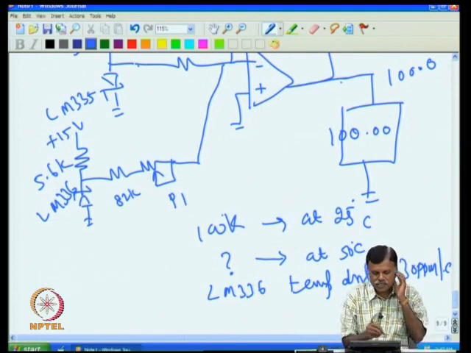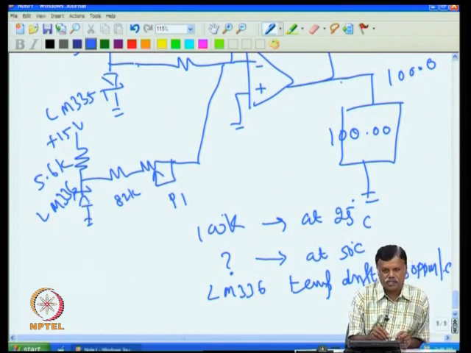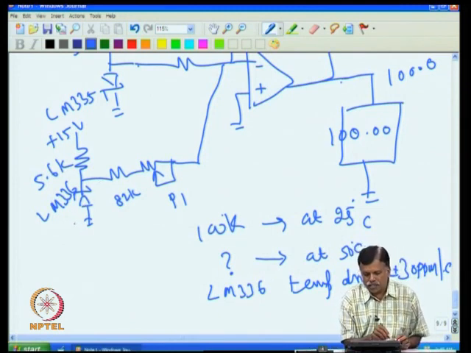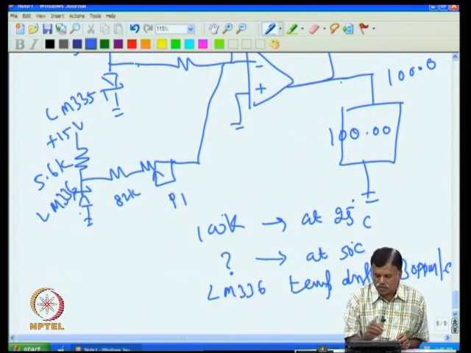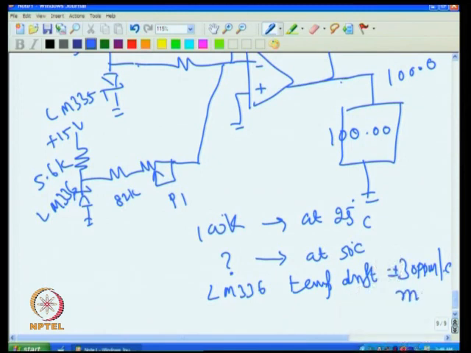That means in some sensors the voltage may increase with temperature, while for the same LM336 some other piece it may decrease with temperature. So you do not know whether the particular LM336 piece you have used has a positive or negative temperature coefficient. Positive temperature coefficient means it will increase with temperature, negative means it will decrease. That is not known, and you also have to see one more thing in this spec: he says plus or minus 30 ppm per degree C maximum.